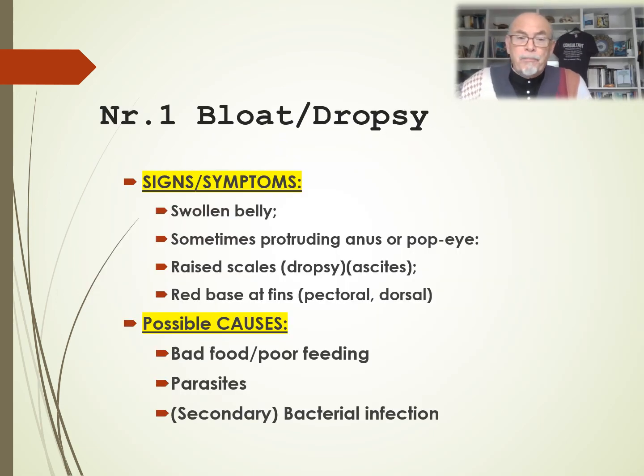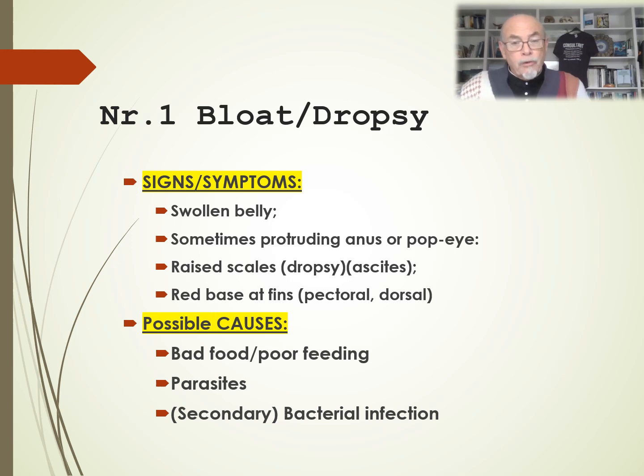Well, bloat and dropsy, what are the signs and the symptoms? Well, you can see it, you might have the experience. It's a swollen belly, sometimes protruding anus and Popeye, raised scales. Particularly raised scales is a case in dropsy or ascites. It's an accumulation of fluids in the abdomen because the kidneys are not working well. Then we also have a red base at the fins, pectoral or dorsal fins have a red base.